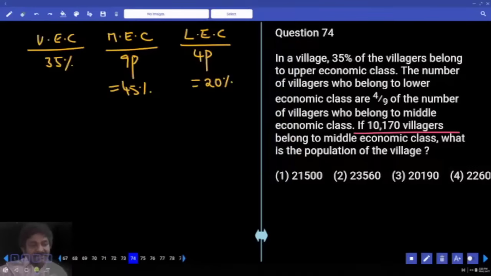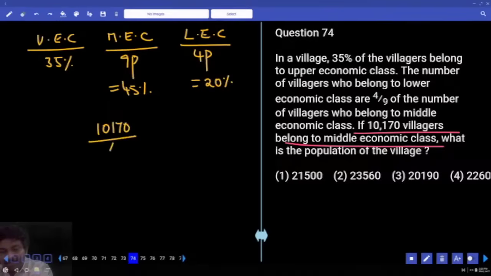If 10,170 people belong to the middle economic class, that is 45%, then this is the 1% value.